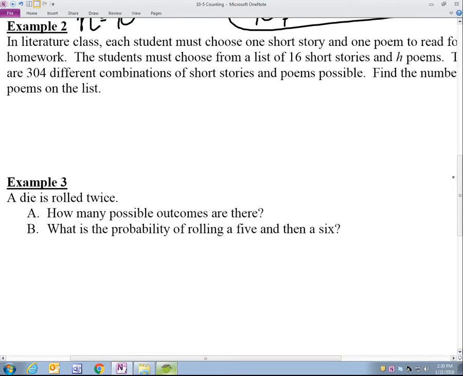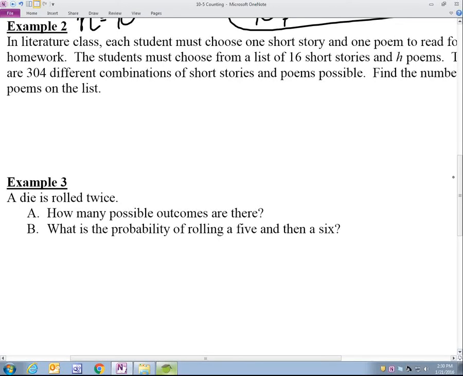All right, back together. So now that we're done associating it with real life, let's put some algebra into this and not just counting. In literature class, which is language arts, each student chose one short story and one poem to read for homework. The students must choose from a list of 16 short stories and 8 poems.